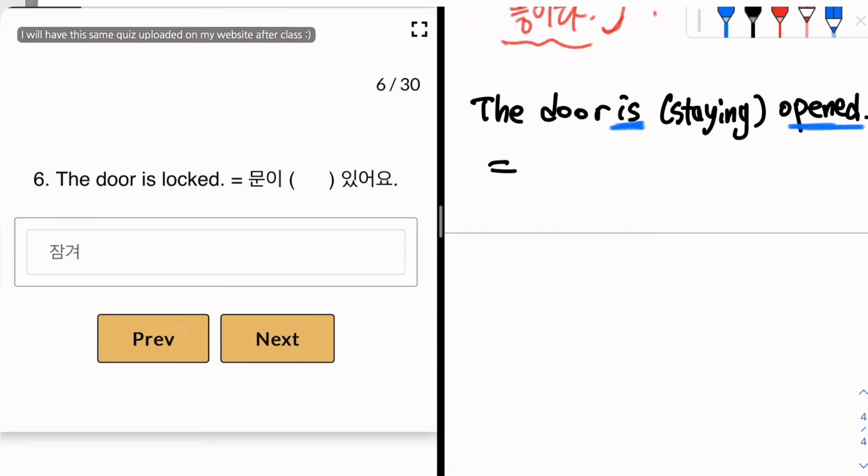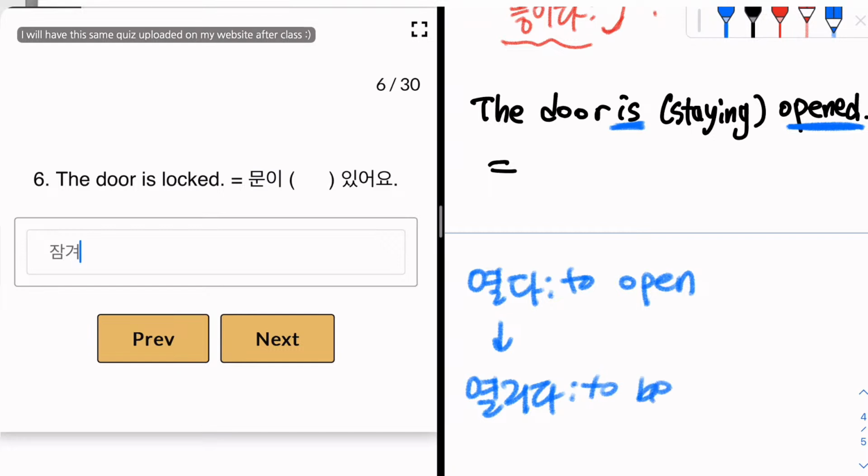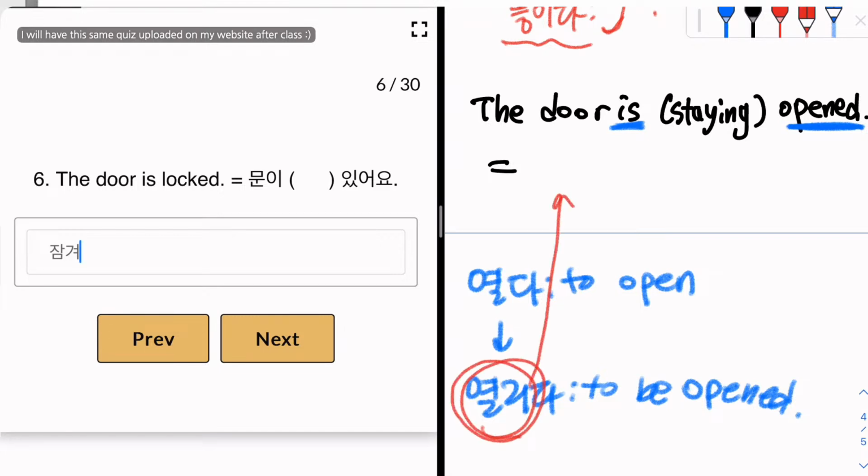So in order to translate this, you would have to know what the passive form of 열다 is, right? 열다 means to open. And its passive form is 열리다, right? 열리다, to be opened. So you can use this passive verb and combine it with 있다, and then it would be 열려. 효순아. She's playing on my desk. 잠깐만요. Let me put her down. All right. So 열려 있어요. 문이 열려 있어요. The subject is 문. 문이 열려 있어요. 좋아요. 문이 열려 있어요.